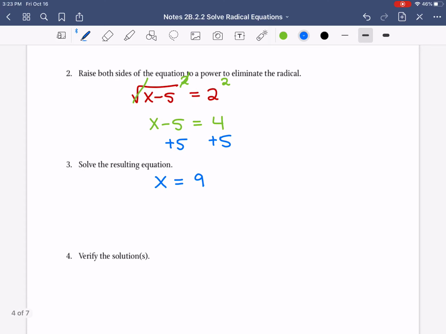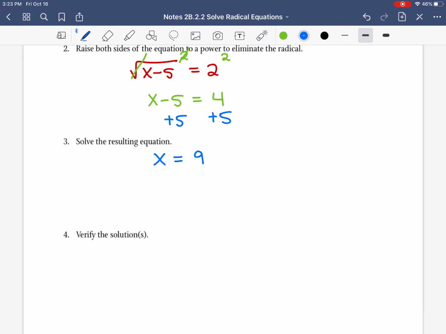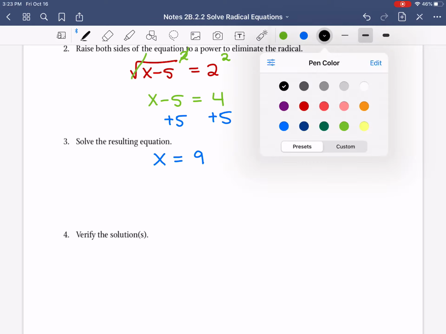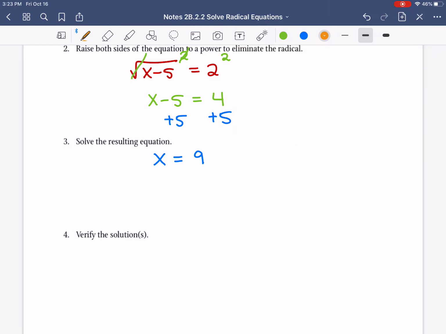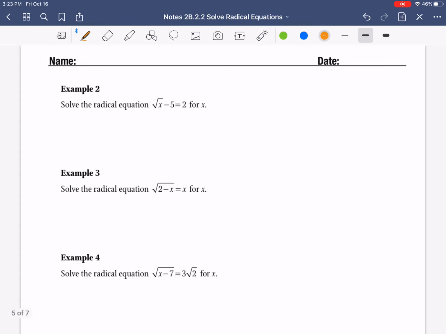Before I put a box around my answer, I just double check that it works, verify that the solution is true. So the original problem was the square root of x minus 5, so we're going to plug in 9 minus 5 equals 2. That's the square root of 4, and indeed the square root of 4 is equal to 2, so this answer works. Put a box around it. It's good. All right, let's flip over our workbook to the next page, which is page 60.